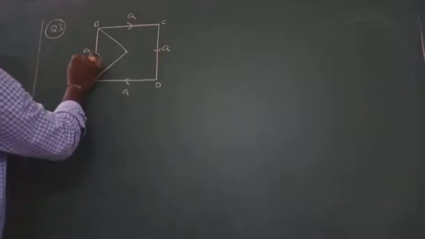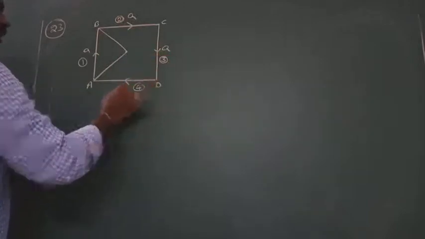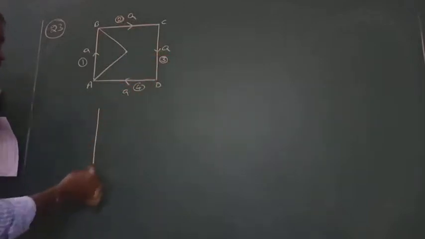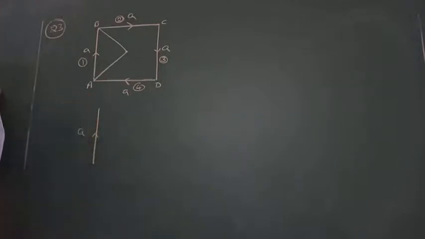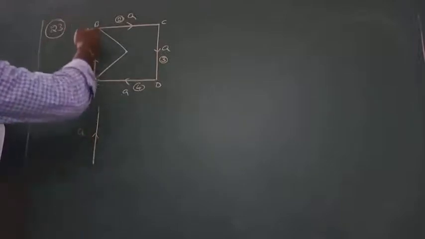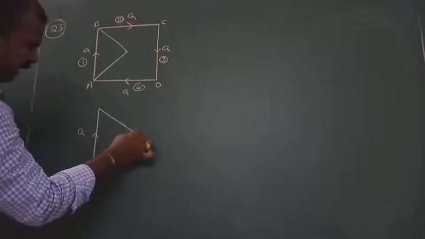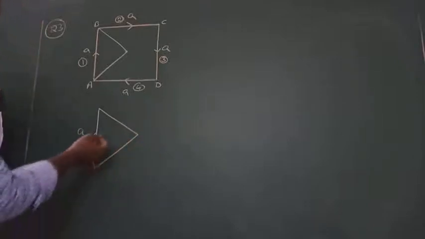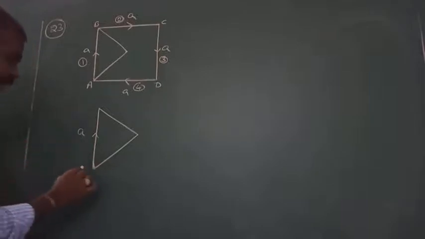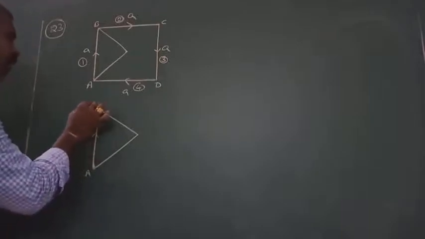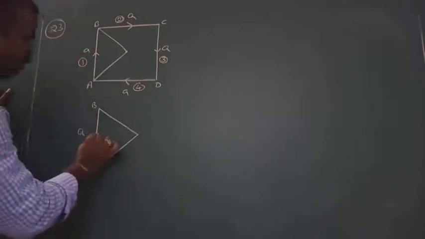Now, in this square there are 4 parts. We consider only one part. In that one part, the current is I and the length of this side is A. From the center, this one will represent a current carrying finite wire of length L.